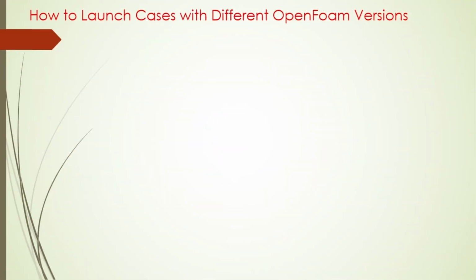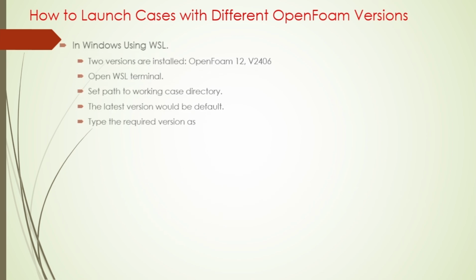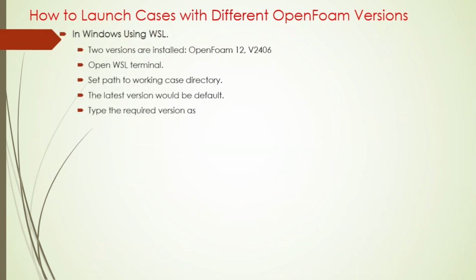Having tested the procedure in Ubuntu, now let us explore how to launch cases with different OpenFOAM versions in Windows with Windows Subsystem for Linux. On my laptop, I have installed two versions of OpenFOAM: version 12 and version 2406. Open the Windows Subsystem for Linux terminal and set the path to the working case directory. Obviously, the latest version would be the default.